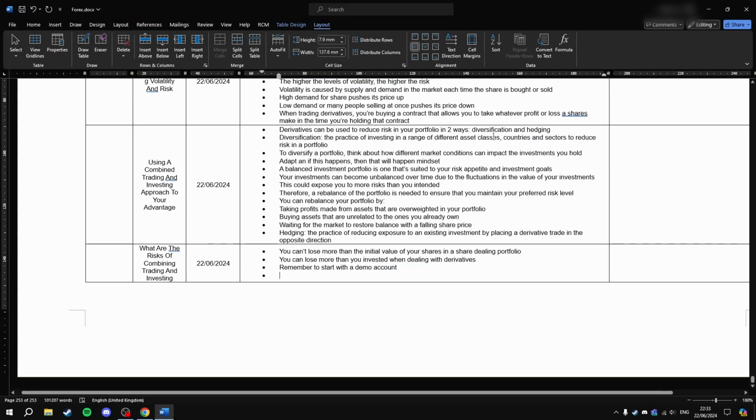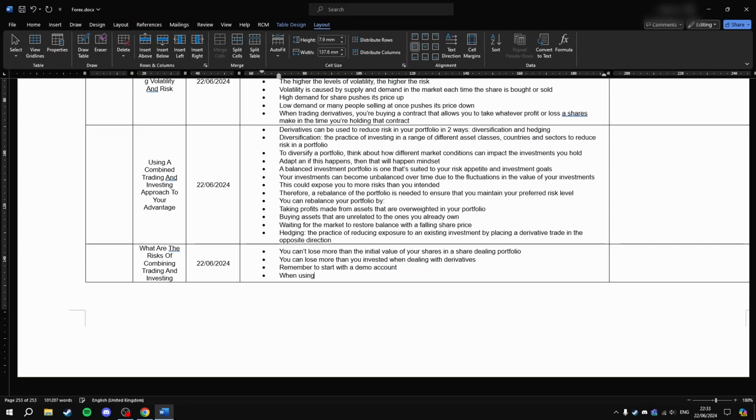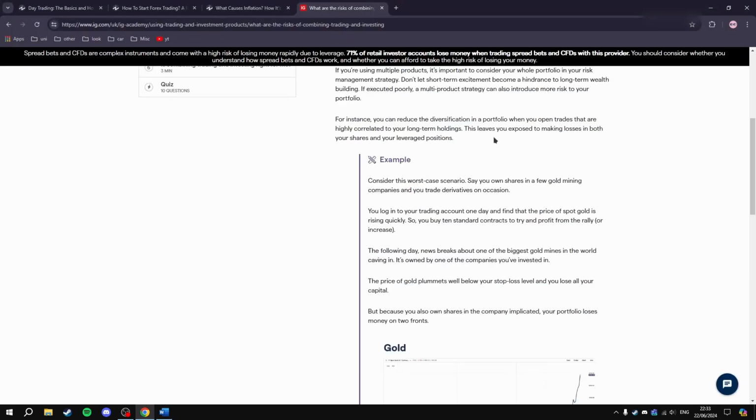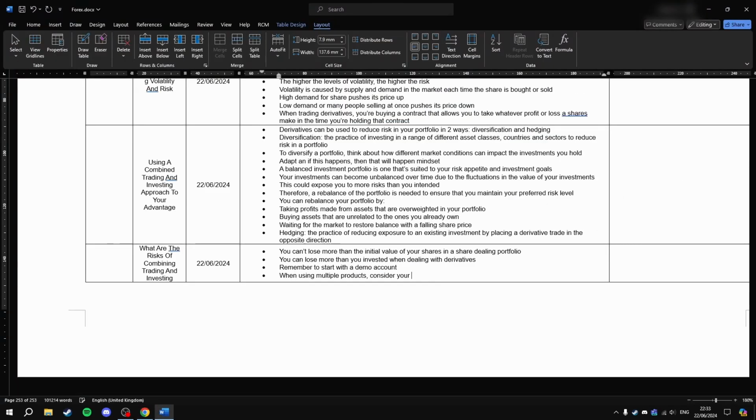When using multiple products, consider your whole portfolio in your risk management strategy.